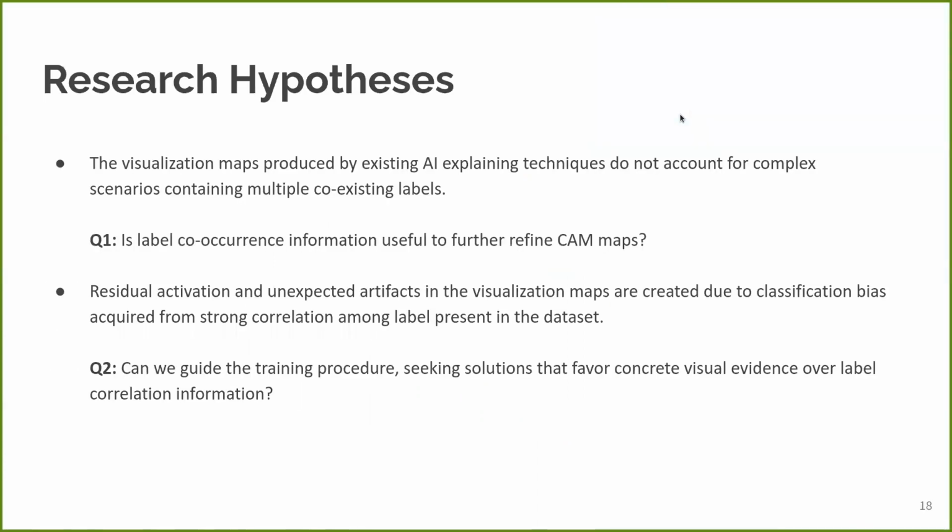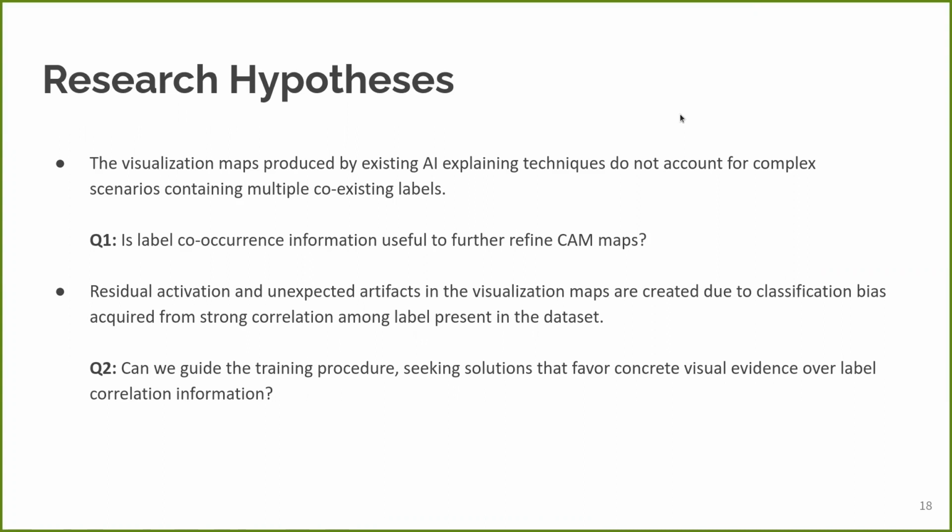We draw two research hypotheses from this. The first one is that the visualization maps produced by existing AI explaining techniques do not account for complex scenarios containing multiple coexisting labels. We then question whether this co-occurrence information can be used to further refine the visualization maps.